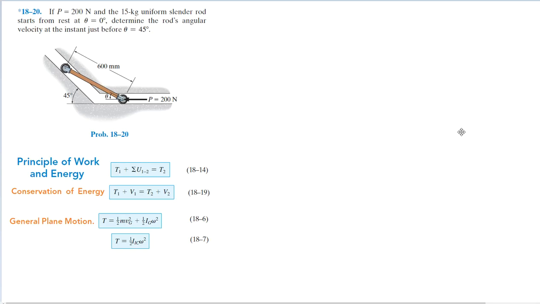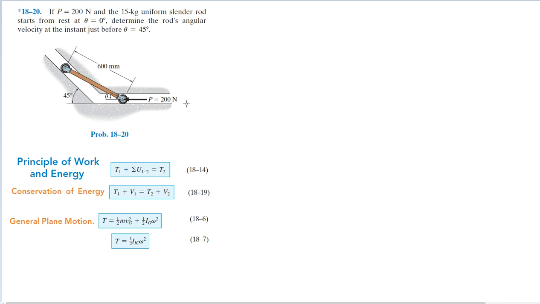I received requests to solve on camera two problems. One from chapter 18 on work and energy, and the other one chapter 19 on momentum, principle, impulse and momentum. So problem 18-20, it's about a rod that is guided along a horizontal slot and a slot that is at 45 degrees.